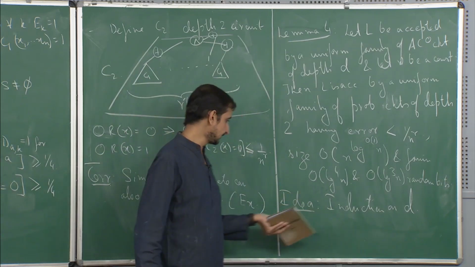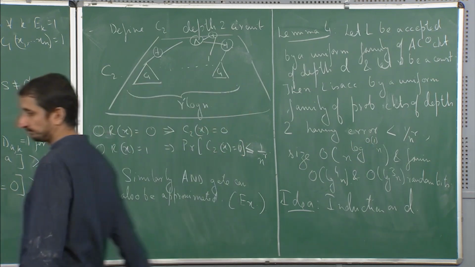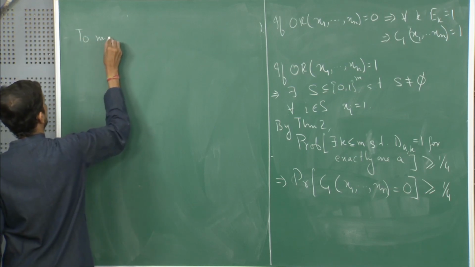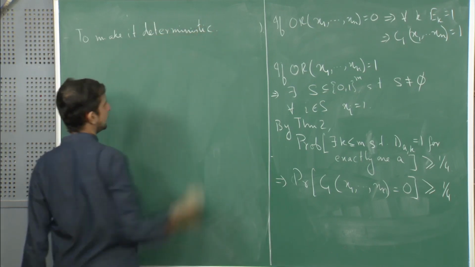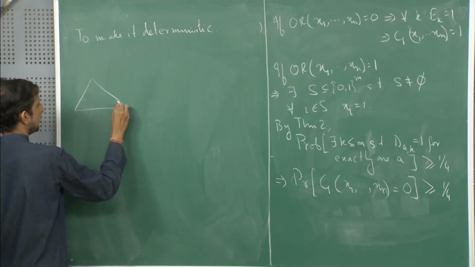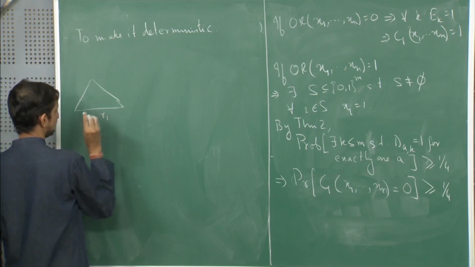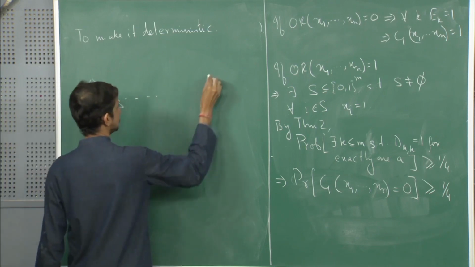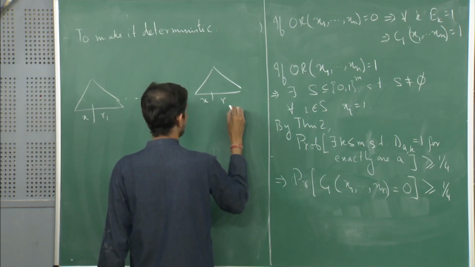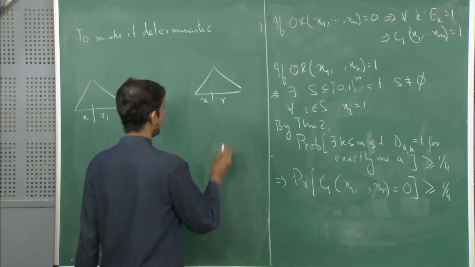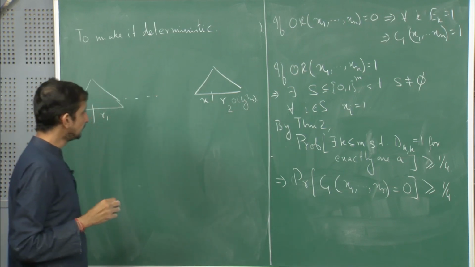Now how to make this deterministic? So what we have now is all these circuits corresponding to the various choices of random string. So this is for, let's say, my random string R1. So I have X R1 and so on up to X R, order log cube n. So 2 to the power order log cube n, these many random strings.